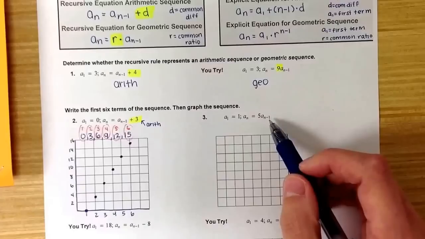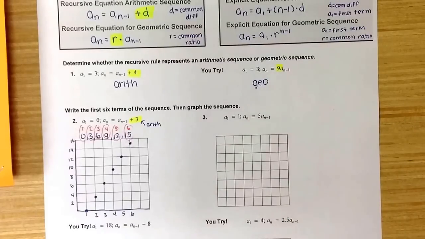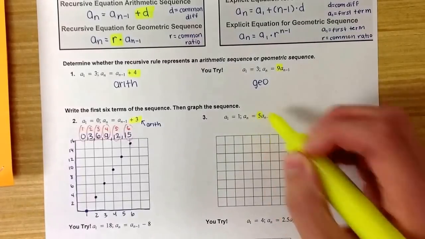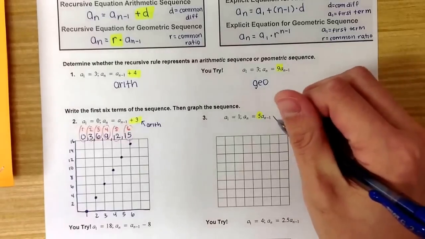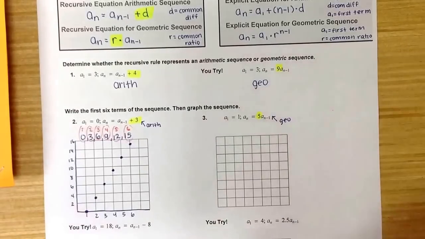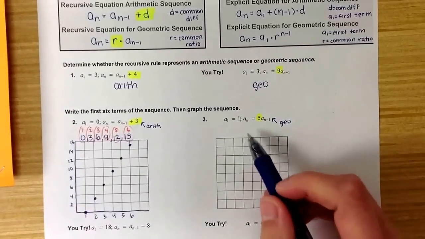Let's try this one now. Okay, this one, is it arithmetic or geometric? Well, look, you have a times something in the beginning. So you know for sure that this is going to be geometric. Well, if it's geometric, what does this 5 mean?